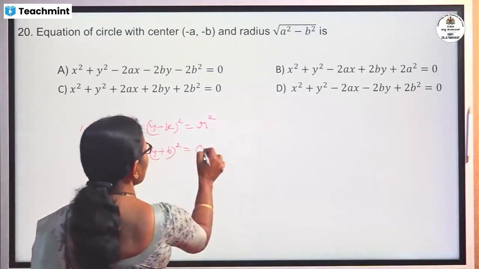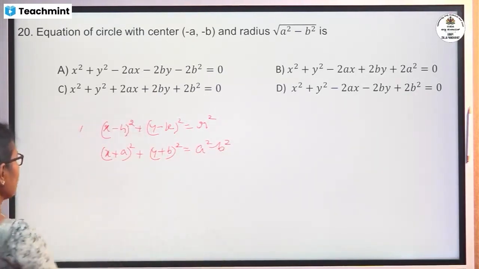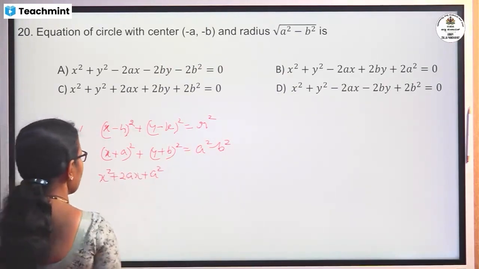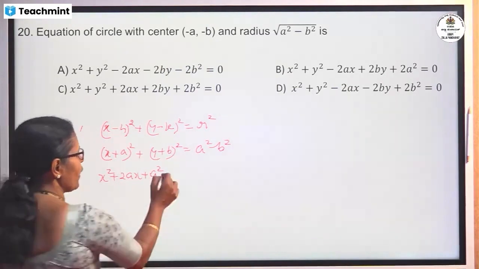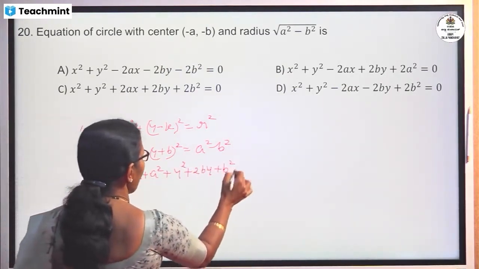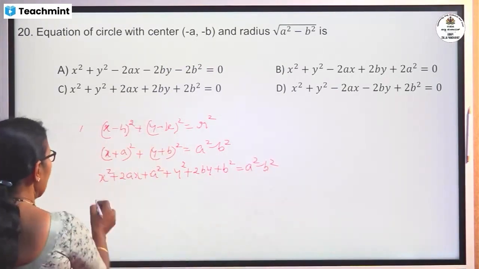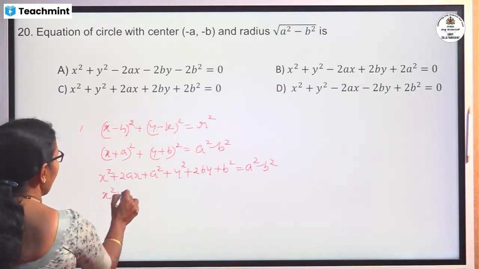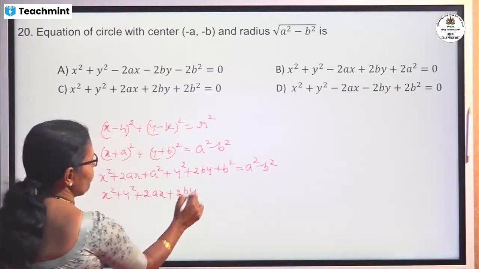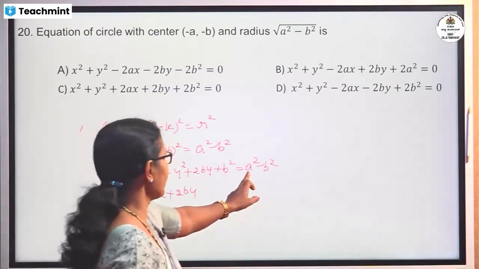R square means a square minus b square. Now we have to simplify this one. X square plus 2ax plus a square plus y square plus 2by plus b square is equal to a square minus b square. Now x square plus y square plus 2ax plus 2by, here a square gets cancelled.